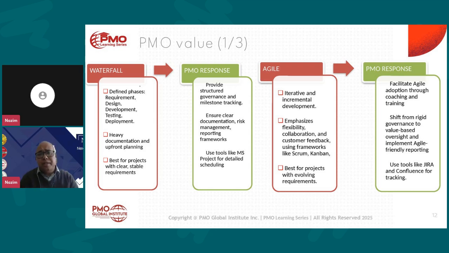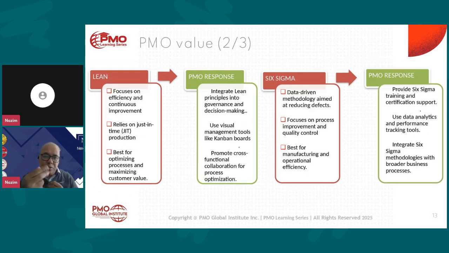So here you can see in the different slides, you have 3 slides for the different methodologies, the key points in each methodology, and the response from the PMO. We can move on to the other slide just to see. Yes, you have here Lean and Six Sigma, and we finish with Hybrid.